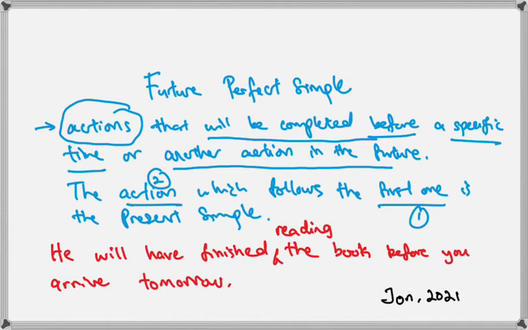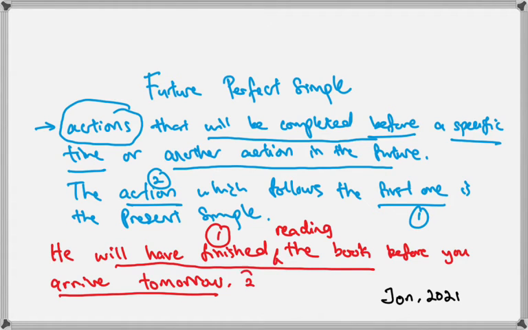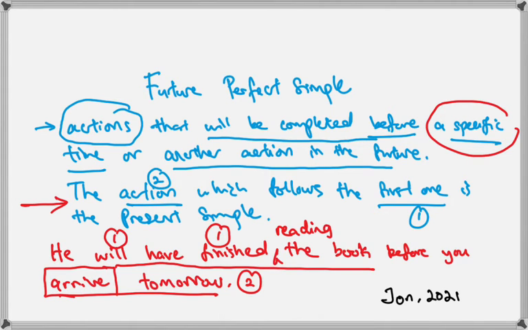So, ini tindakan pertama yang kena berlaku. Dia kena habis baca buku tu. Dia akan habis baca buku tu sebelum kamu sampai esok. So tengok balik explanation yang ni. Tindakan kedua yang berlaku selepas tindakan pertama, kamu akan guna present. Maksudnya tak ada ED lah, dan kamu takkan gunakan will semua tu. Perbuatan pertama yang kena berlaku sebelum a specific time ini, so kamu menggunakan will.